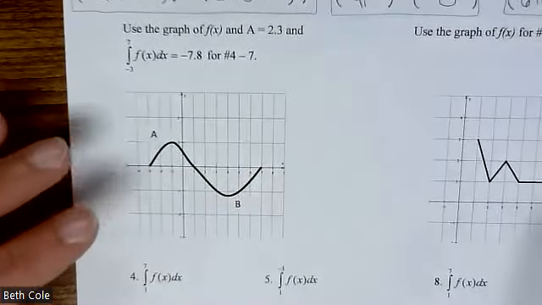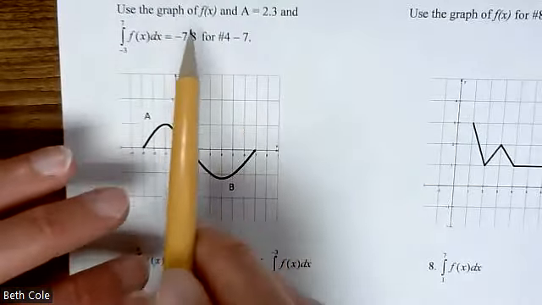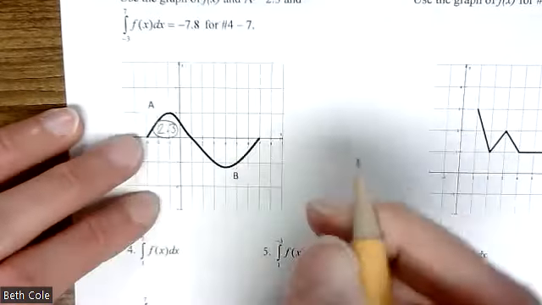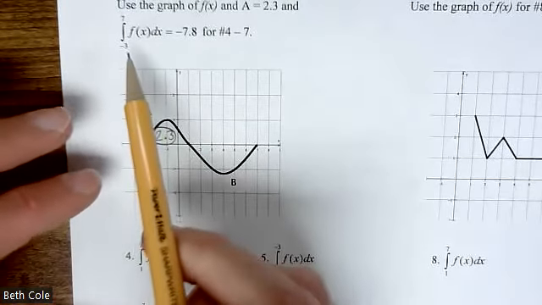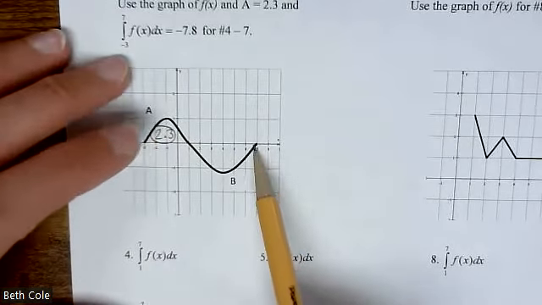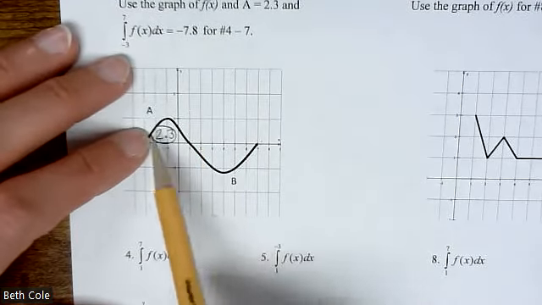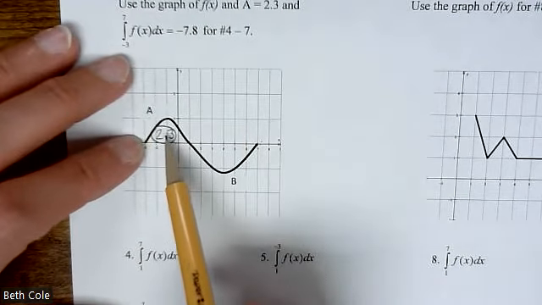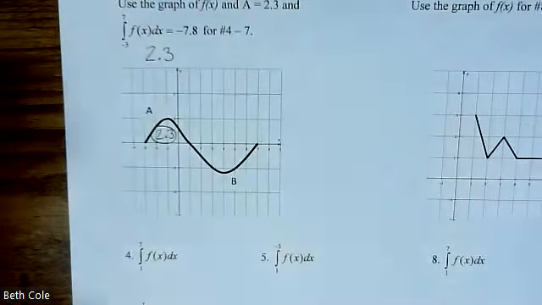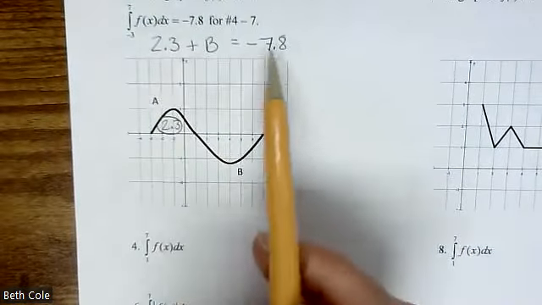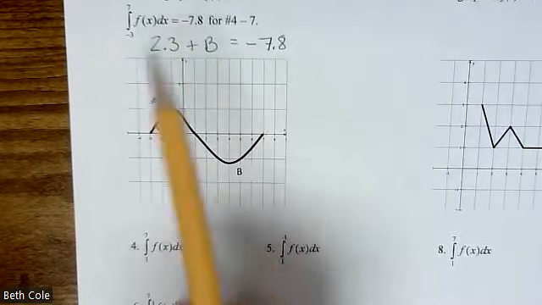All right, and we'll just do this one because these are the same kind of thing. So use this graph of f of x. A is 2.3, so this little bump is worth 2.3. And then look, it says integral from -3 to 7, so that's the whole thing, is -7.8. The whole thing gives you -7.8. So that means 2.3 plus whatever b is gives you -7.8. And if you can do that in your head, you don't necessarily have to write it out. But if we add these together, we get -7.8.